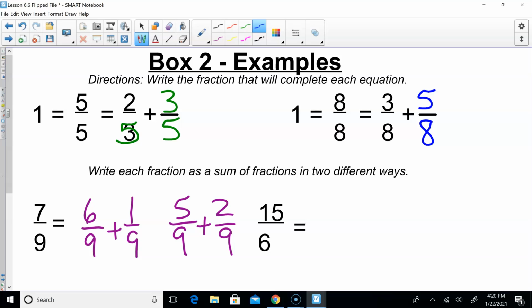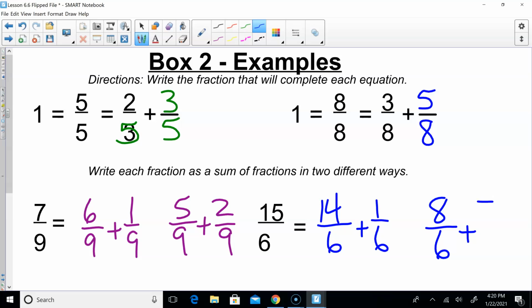The next one, the bigger the number is, the more possibilities. So 15/6. I still think you guys do this. 14/6 plus 1/6. And then I always like to divide things in half. That's kind of me, but you can't divide 15 in half, so pretty close. I would say 8/6 plus 7/6. So those are my 2 examples. I can put equal signs in here because technically these all equal the same. They're just written in different forms.